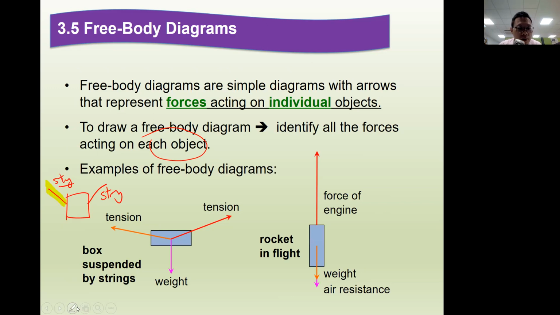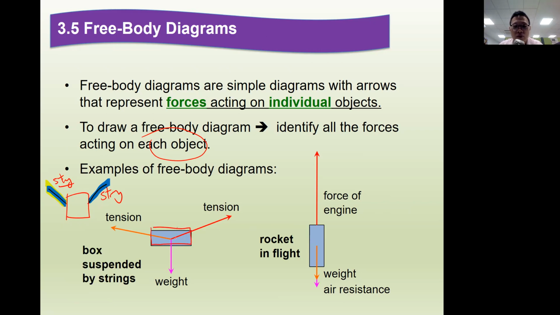Let me use a color first. So mentally I dismantle the string from the box, and I just look at the box itself. I look at the forces exerting on the box itself. The box is still physically attached to the string, so I still need to account for the forces of the string. This is the box I'm looking at.